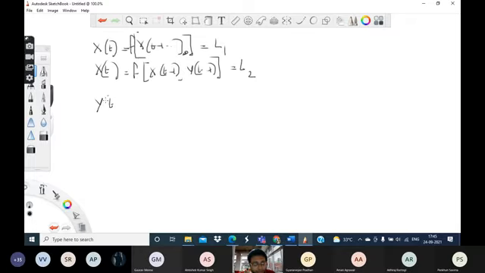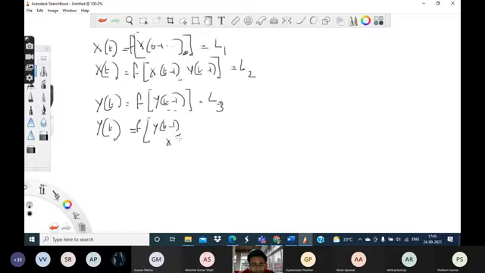Next I try to express y_t as past values of y, and I get a loss of L3. Next I try to express y_t as a function of the past values of y as well as the past values of x, and in this case I get a loss of L4.